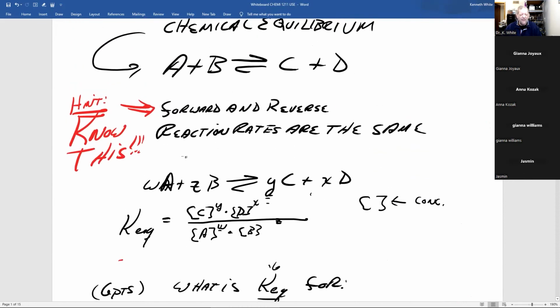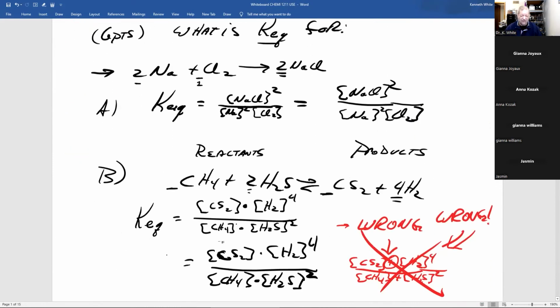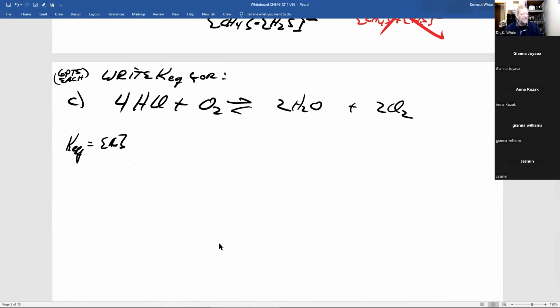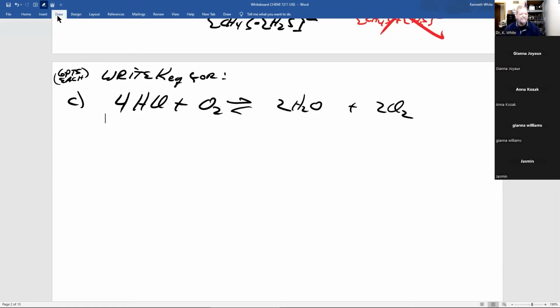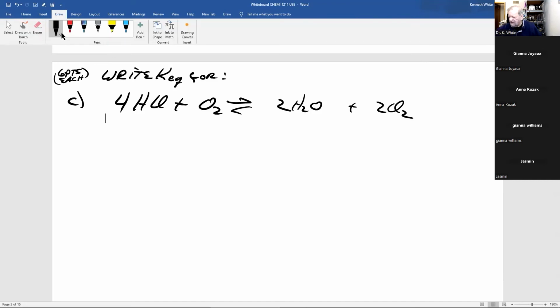All right, remember, for the equilibrium constant, it's the concentration of each product to the power of the coefficient of each product, you multiply, divided by the concentration of each reactant to the power of that reactant's coefficient. And here, for some reason, C got moved over. All right, your turn to do this. And give me a thumbs up when you're done.